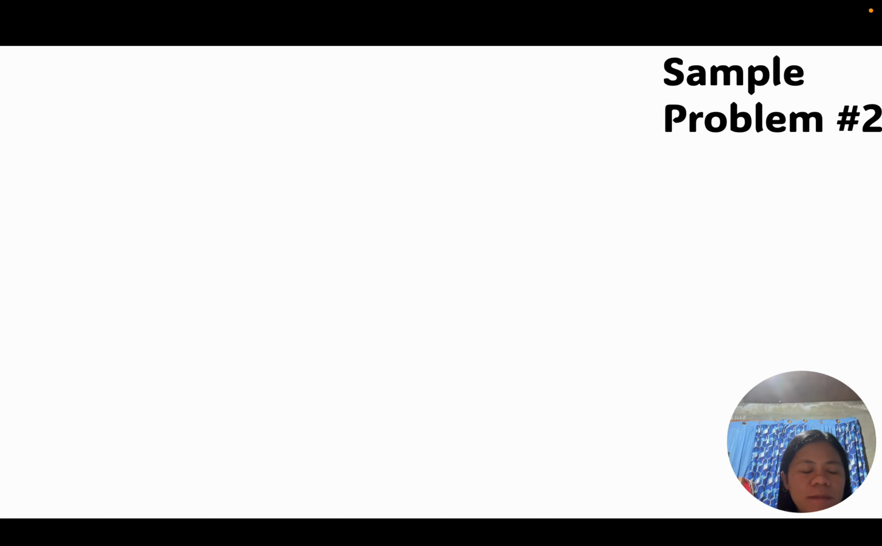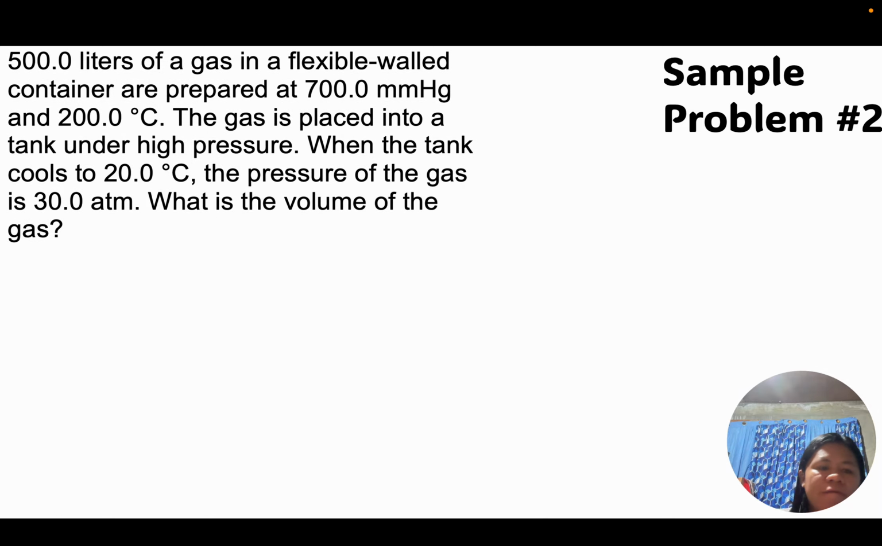Okay, sample problem number 2. 500 liters of a gas in a flexible walled container are prepared at 700 millimeters of mercury. So, this is our pressure. And 200 degrees Celsius. The gas is placed into a tank under high pressure. When the tank cools to 20 degrees Celsius, the pressure of the gas is 30 atm. What is the volume of the gas?